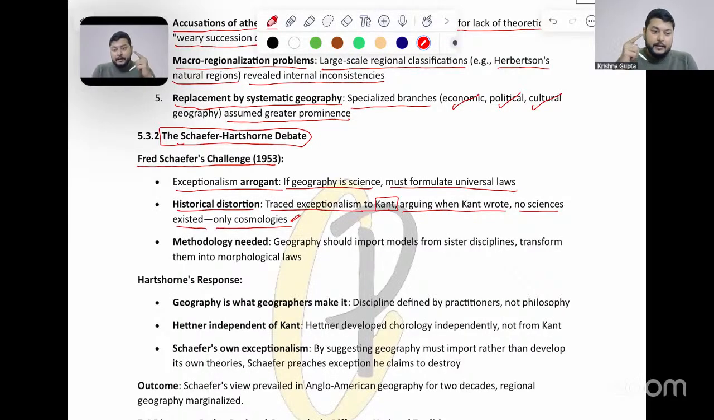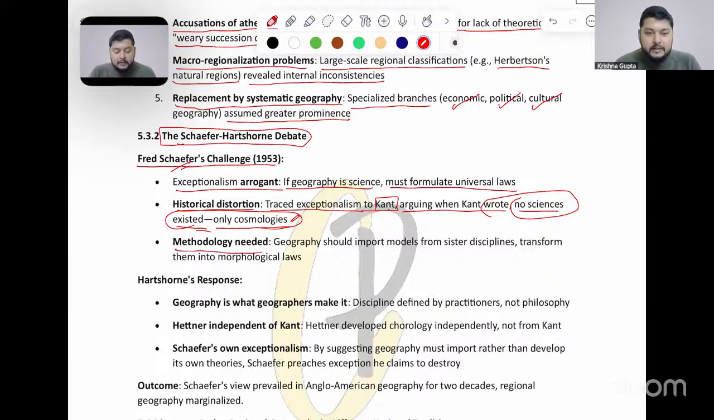So the issue with this perception of Kant is that there were no sciences and only cosmology existed. This was the issue highlighted by Schaefer here.